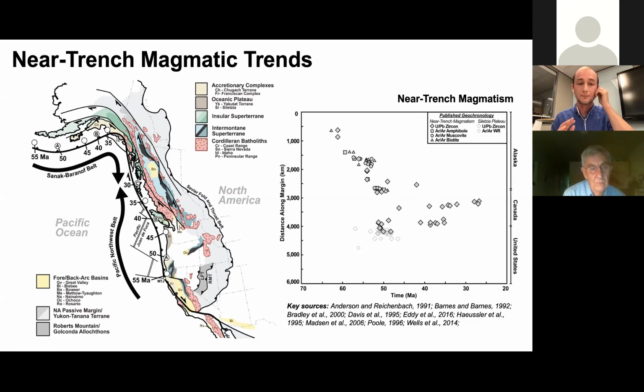So this magmatic record is going to be the main data set that we're going to compare our slab unfolding results against as we go forward. And that's simply because it seems that near trench magmatism is the most direct record of mid-ocean ridge subduction that we can get at.